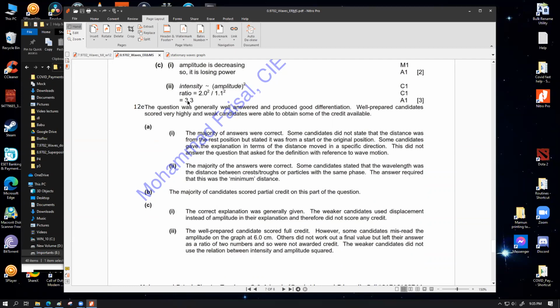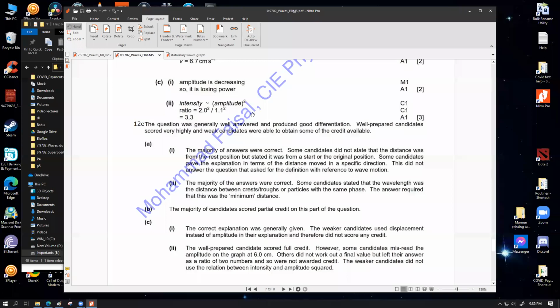So always stick to decimal values, which I have been telling you from all levels: no fractions allowed. The weaker candidates did not use the relation between the intensity and amplitude squared. So yeah, this is actually a pretty standard examination report. It deals with the typical problems that we have had. I hope this makes sense to everyone. Is this clear to all of us?